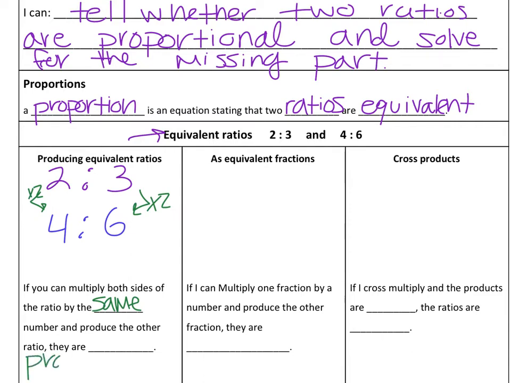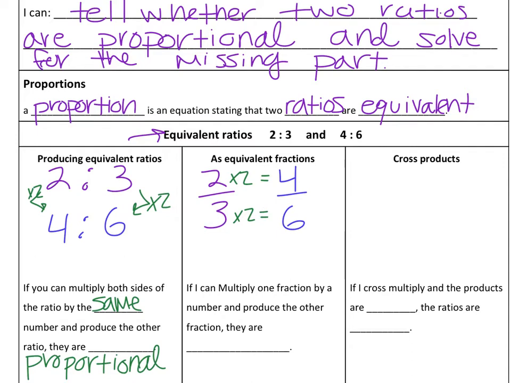Let me just write it down here. Okay, so as fractions, let's write our ratios as fractions. So I have 2 over 3 and 4 over 6. If I can multiply one fraction or reduce a fraction and produce the other one, they're proportional. So 2 times 2 is 4, and 3 times 2 is 6. Since I can multiply them by the same number on top and bottom, they're proportional.